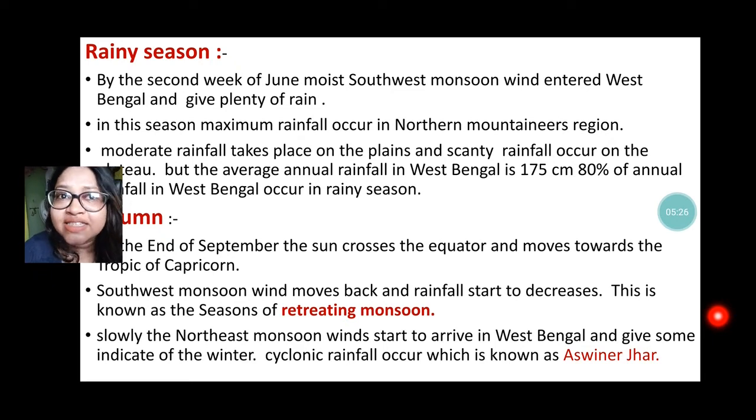Okay, and at this time cyclonic rainfall also happens during the autumn season, which is known as Asiner Jhor. So this is all about the characteristics of the rainy and autumn seasons.